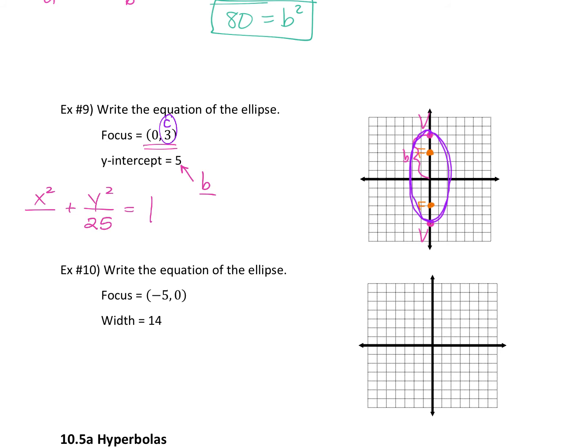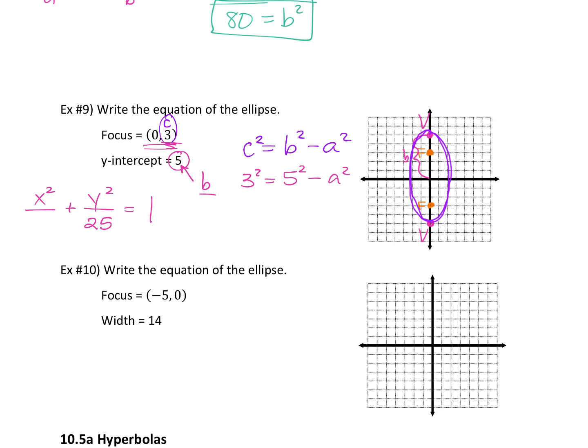So that means our b value is going to be bigger than our a value. So it's going to be c squared equals bigger minus smaller, b squared minus a squared. So let's plug in what we know. 3 squared, c squared, equals, b is 5, so 5 squared minus a squared. Okay. Then from here, we solve for a.